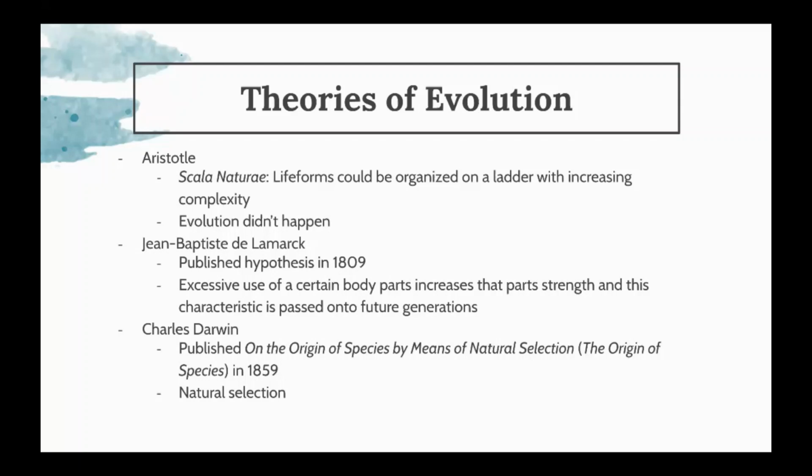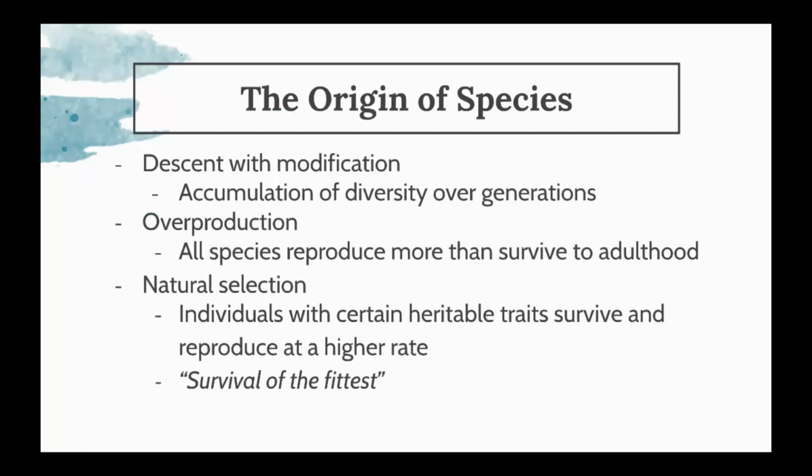But then Darwin came in and discovered that that was not true. In 1859, he published his book on the origin of species by means of natural selection, generally abbreviated to The Origin of Species, which is, by chance or on purpose, the title of this presentation. Charles Darwin published his idea of natural selection. So essentially, natural selection is an idea of descent.